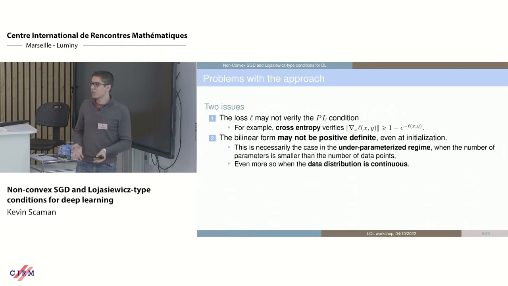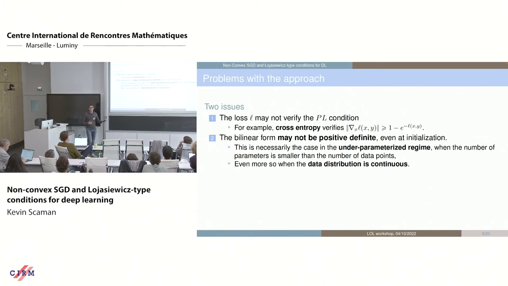Now, what are the issues? How far are we from actually using this in practice? I would say there are two big issues. The first one is that, as I was mentioning, for MSE the loss verifies the PL condition. But if you look at other losses, for example cross entropy, which is arguably the most important loss for multi-class classification, you don't have a PL condition, but you have something very similar, which is an extension of it.